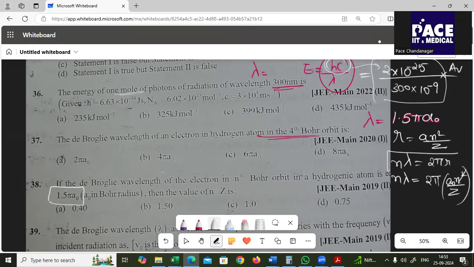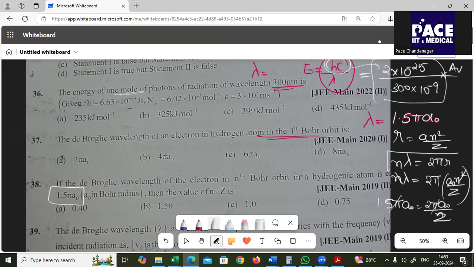So this n square, n cuts here, n cuts there, and 1.5 pi a naught, instead of that, a naught is equal to 2 pi a naught by z, right? So this pi and this pi get cancelled off. So you can just bring that out there, right? So that is how finally you will get the answer, which means the 38th question is done.